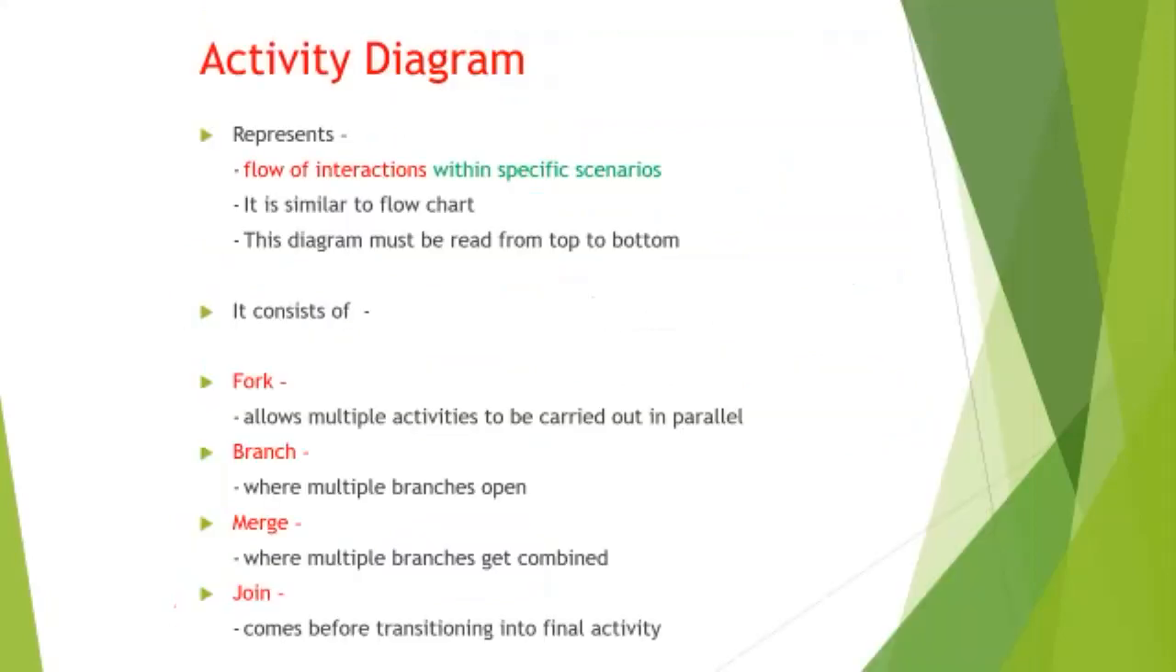Activity diagram. It represents the flow of interaction within specific scenarios. It is similar to a flow chart. This diagram must be read from top to bottom. It consists of a fork, which allows multiple activities to be carried out in parallel, a branch, where multiple branches open, and a merge, where multiple branches get combined, and a join, which comes before transitioning into the final activity.